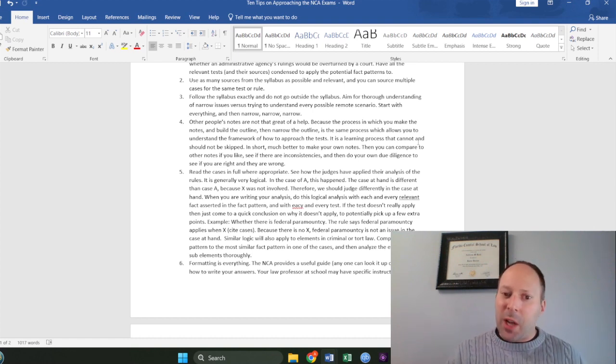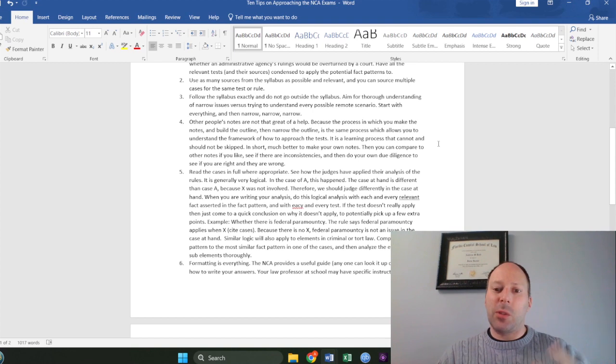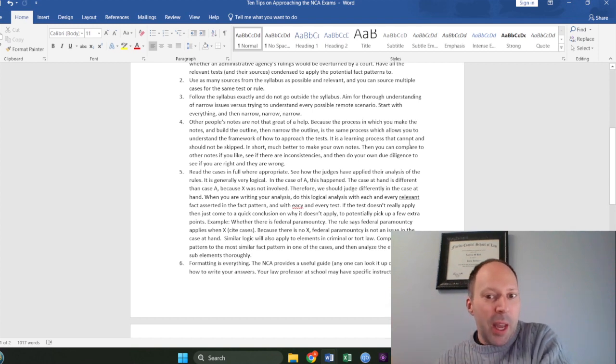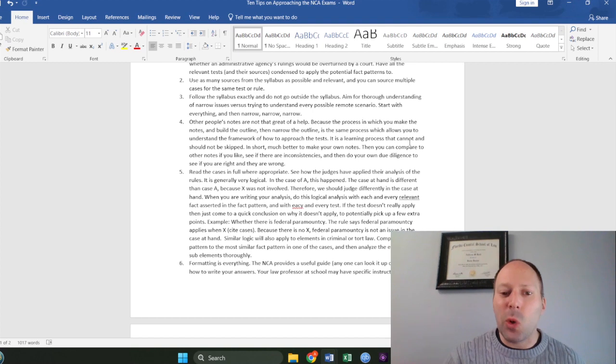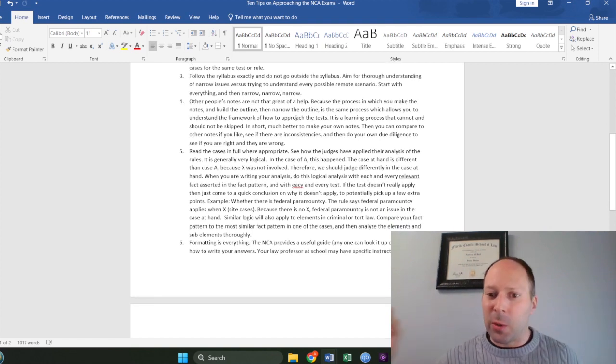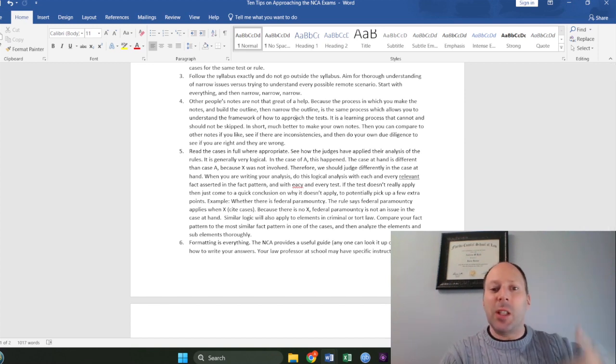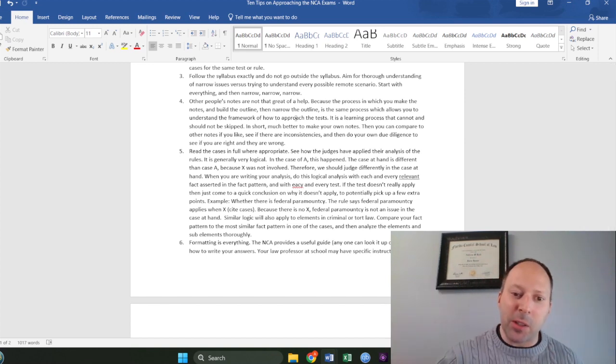So when you're writing your analysis, do this logical analysis with each and every relevant fact asserted in the fact pattern with each and every test that may or may not apply. And if the test doesn't really apply, then just come to a quick conclusion on why it doesn't apply to potentially pick up a few extra points. Example, whether there's federal paramountcy. The rule says federal paramountcy applies when X, and then cite the cases. Because there is no X, then federal paramountcy is not an issue in the case at hand.